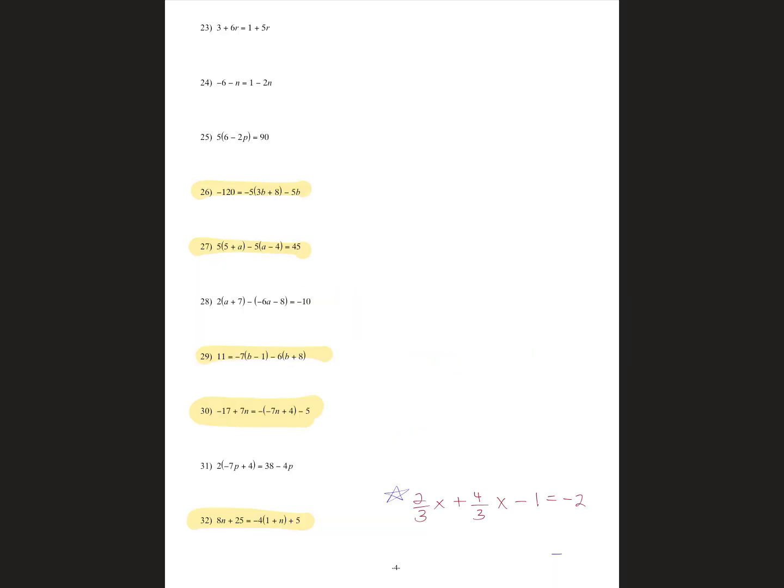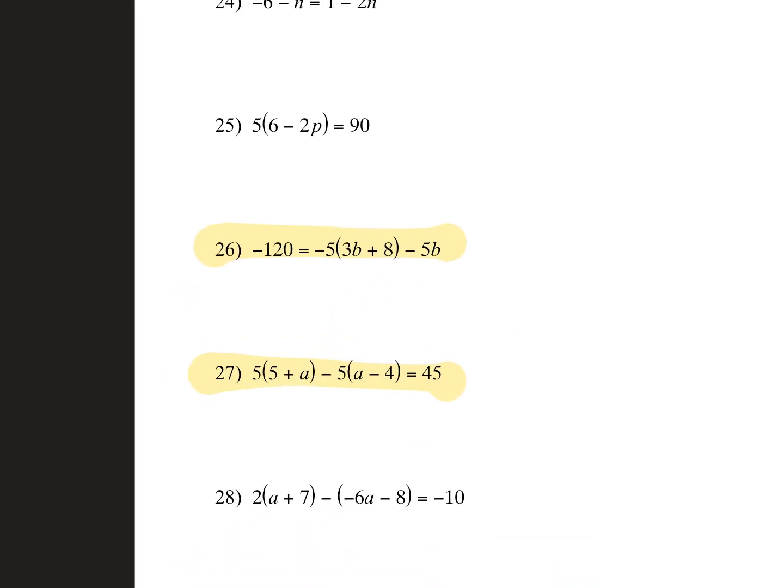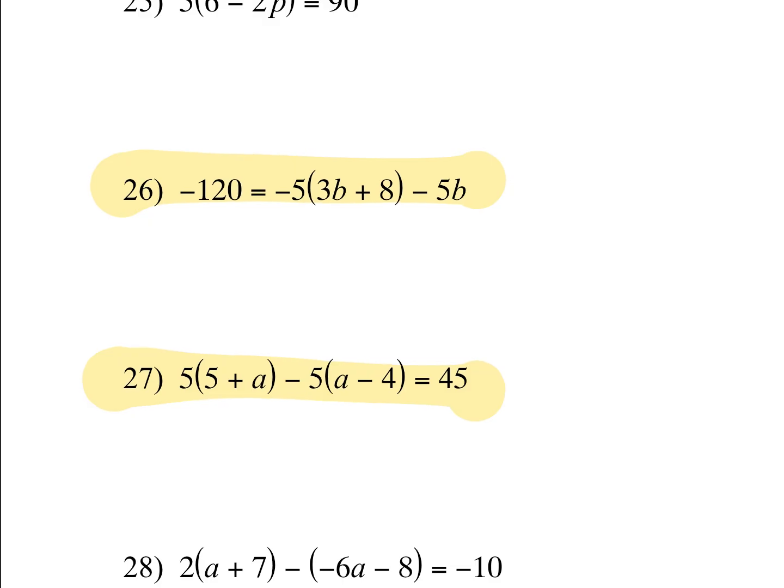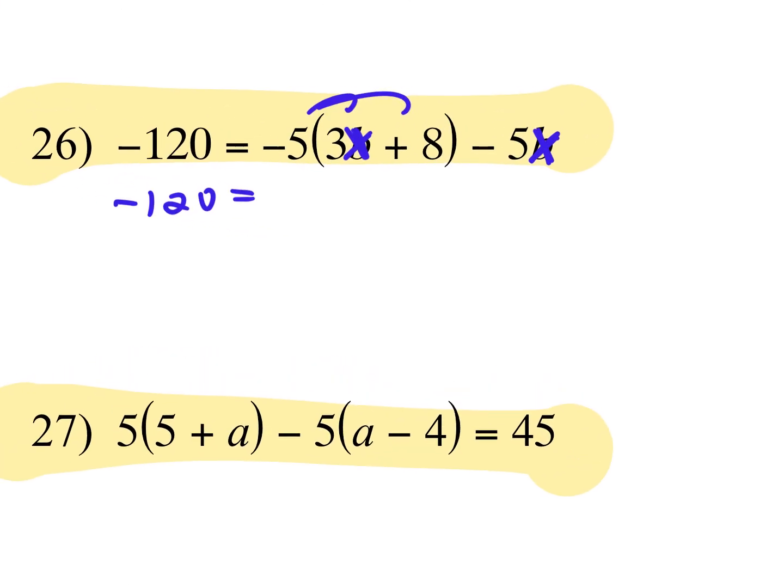So I just want to do a couple of examples. How do I start this problem? And again, I'm going to change this to x's because my b's are going to look like 6's. We're going to distribute. I'm going to leave my negative 120 over here, and I'm going to distribute this negative 5. What's negative 5 times 3? Negative 15, right? X. And then what's negative 5 times 8? Negative 40, and then I have minus 5x. Before you move anything anywhere, guys, keep your negative 120 over here.